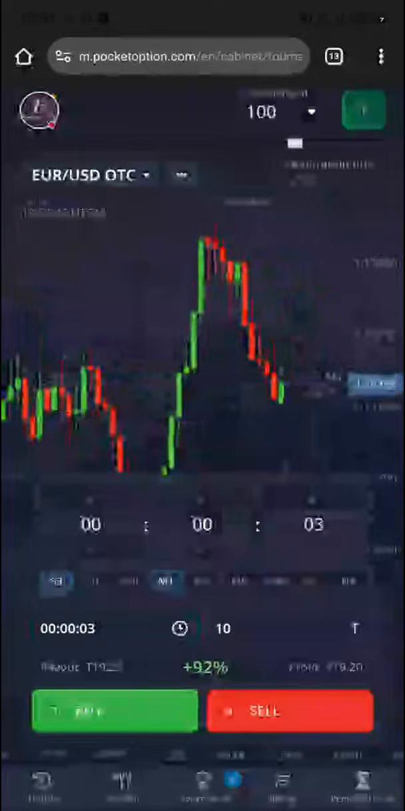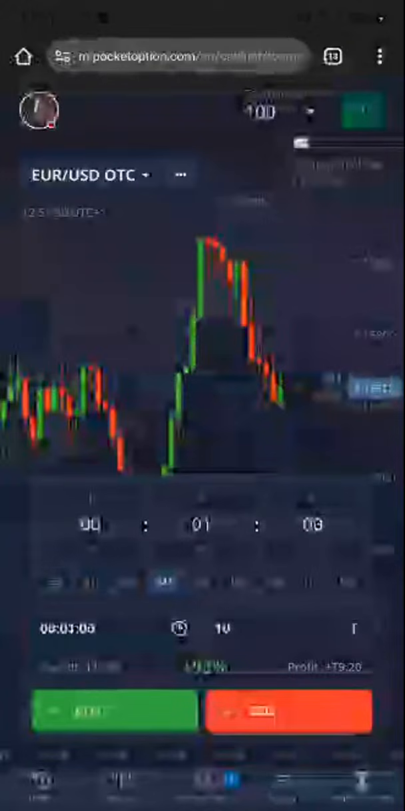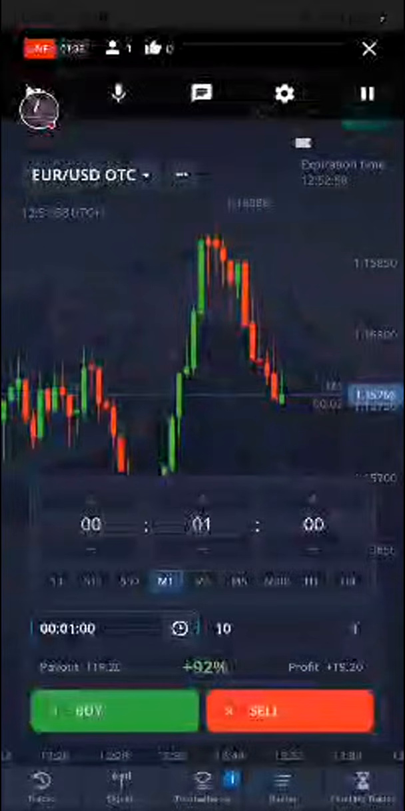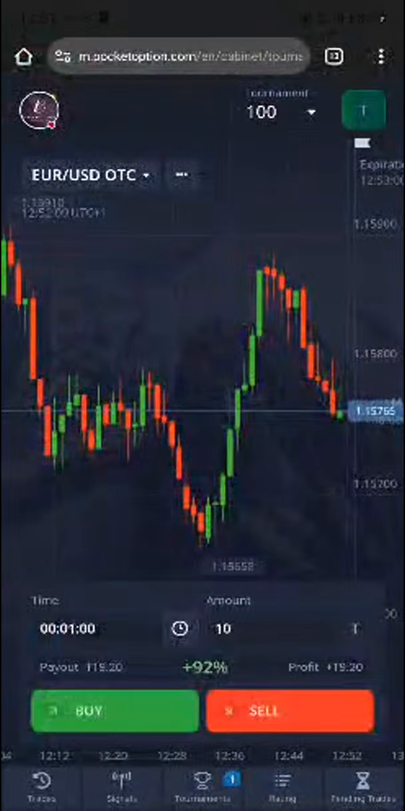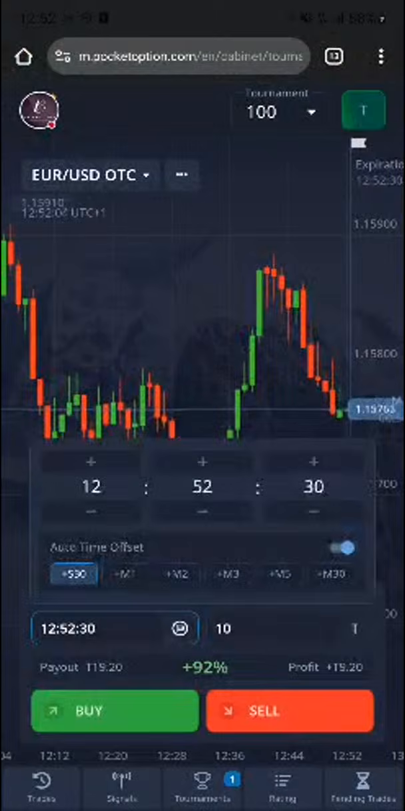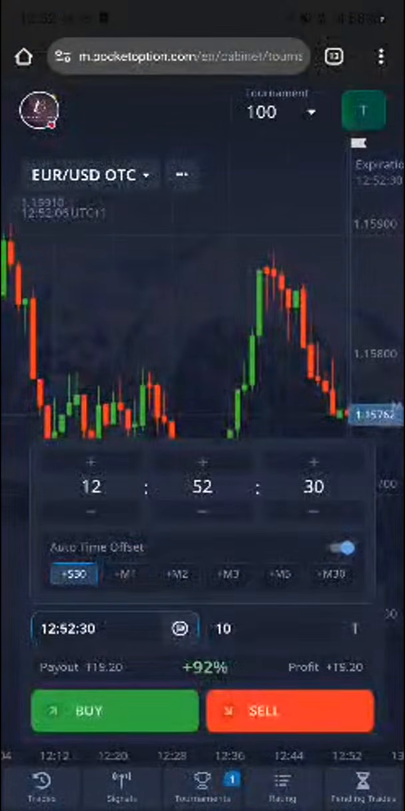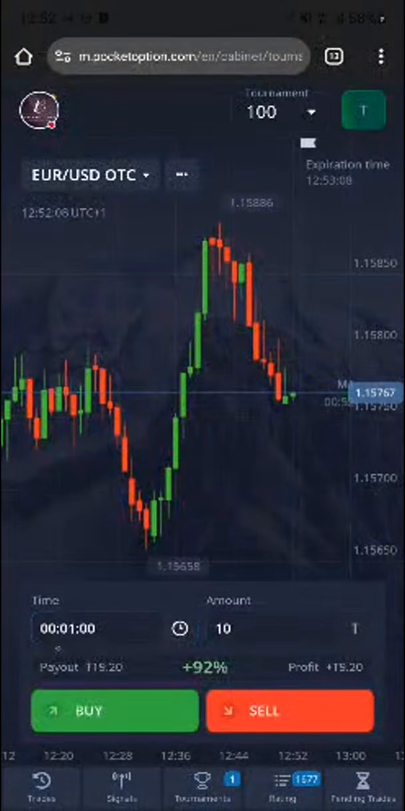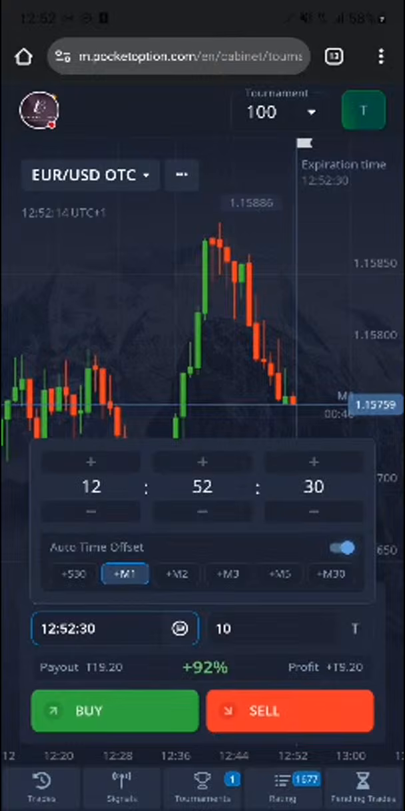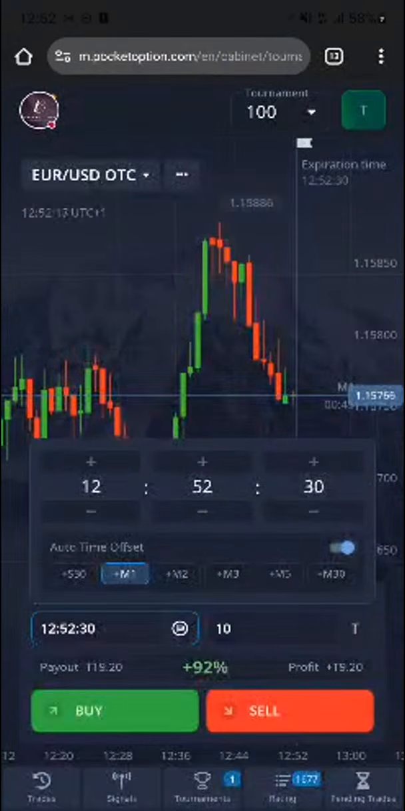The next thing we need to do is to choose M1 in the trade time. But you see, we have two modes in the trade time. We have the regular mode and we have the flag mode. We will be using the flag mode. Anytime you enter the flag mode like this, let me show you again. This is the regular mode and this is the flag mode. We're going to be using the flag mode, so we'll click the flag mode, then we'll click M1.